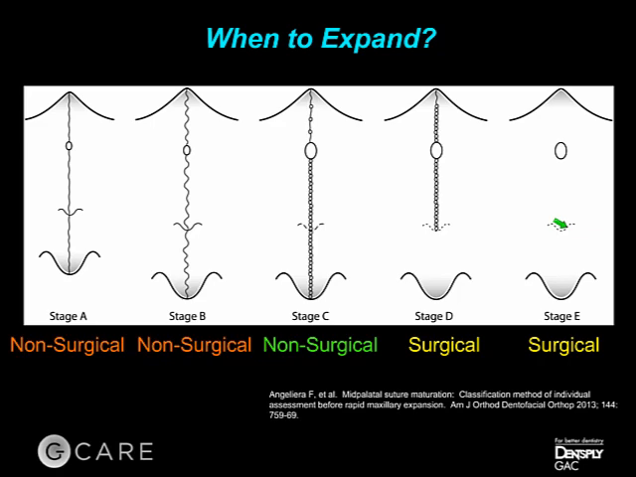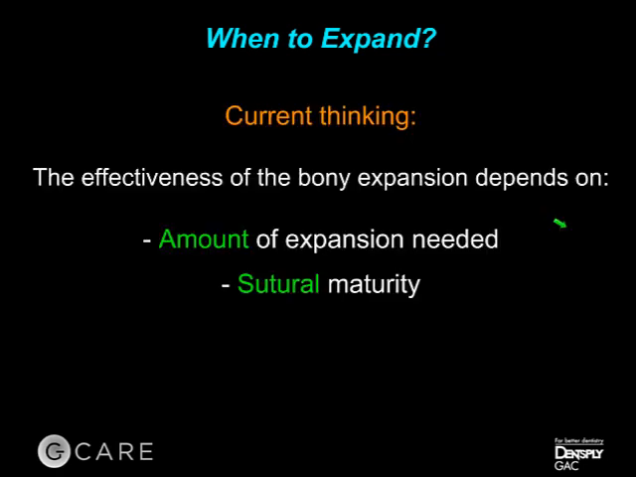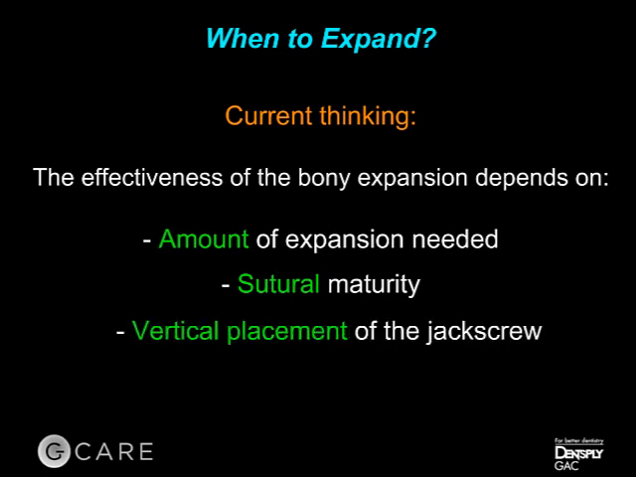So while this is still young, I think this research is going to start showing promise in really being able to determine when expansion is still going to be possible and effective. So now we're starting to think of current thinking. My thought process on expansion is starting to change. Now I'm starting to think that the effectiveness of the bony expansion we're going to get on our patients is going to be based not only on the amount of expansion needed, which is what we talked about previously in terms of quantifying, but on sutural maturity as opposed to skeletal maturity. The next aspect we're looking at right now is vertical placement of the jack screw.